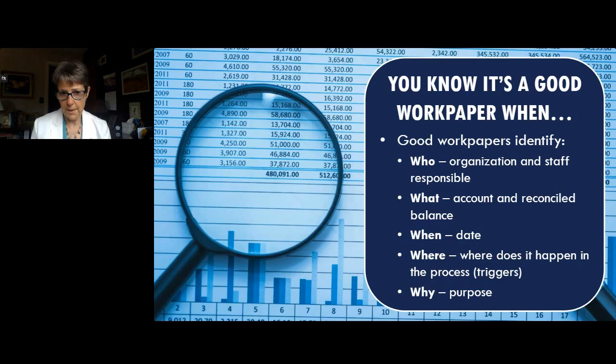You know it's a good work paper when, I always like to say, it identifies the who, what, when, where, and why again. It says who, the organization, and the staff responsible, so you know who this work paper's for, and there's some identification of the staff person who worked on it. It talks about what it is, so it gives the name of the account and a reconciliation if it's a reconciliation balance. It tells you when, it gives you the date. Is this first quarter, second quarter, January, December? It will give you some information on where this happens in the process, the triggers that relate to it. And it should also tell you a little bit why this work paper is being done. And that might be included in the process steps, or it could be in the work paper itself.